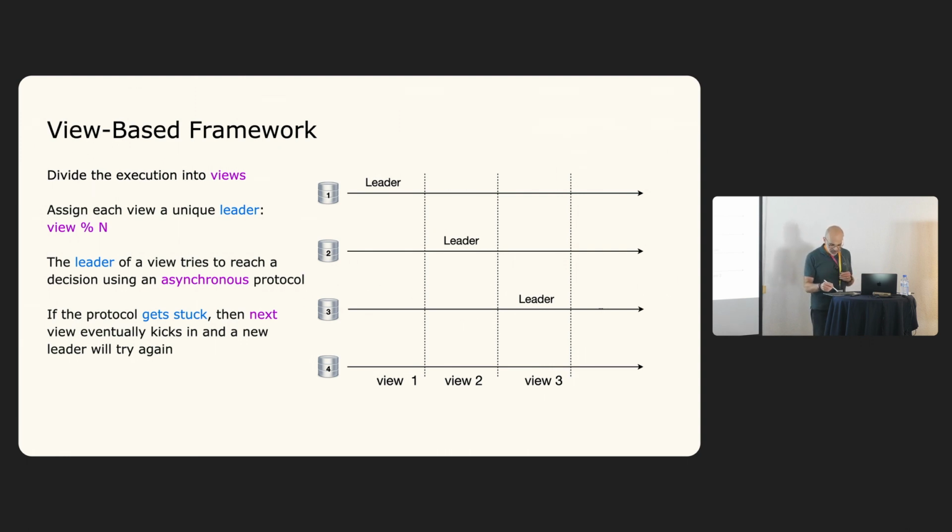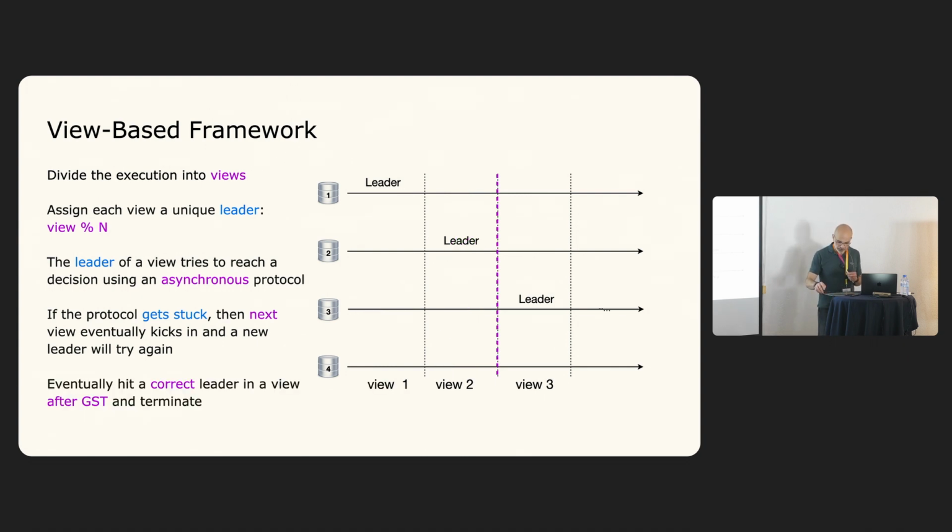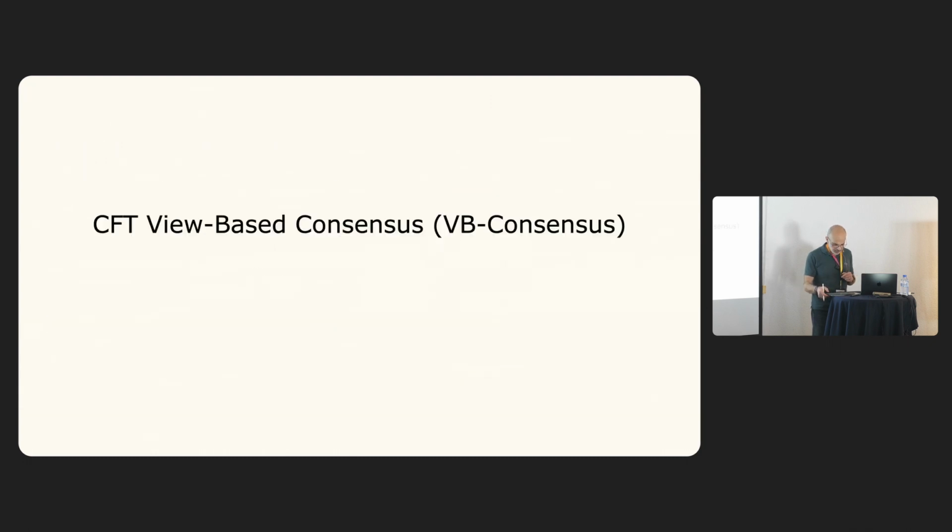But what is important is that the protocol within each view should essentially be asynchronous, right? The reason for that is that the picture is not as simple as it appears here. Before GST, we can have some really wild situations with the views, so we can't rely on any kind of synchrony. Eventually, after GST, we hit a correct leader in some view, and then we can terminate. Okay, so this is the high level.